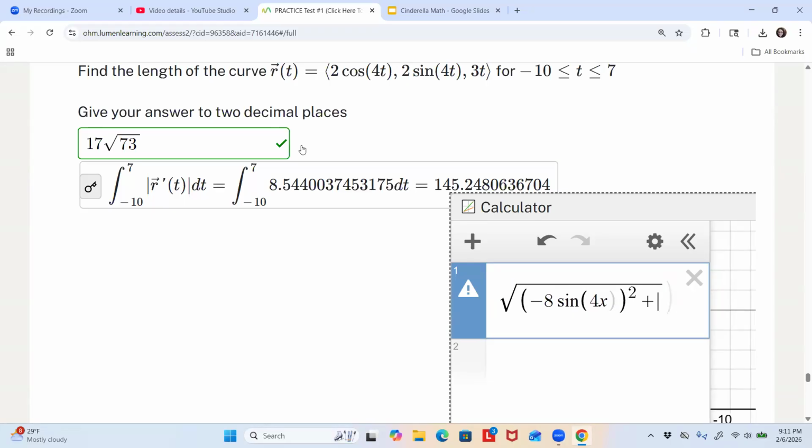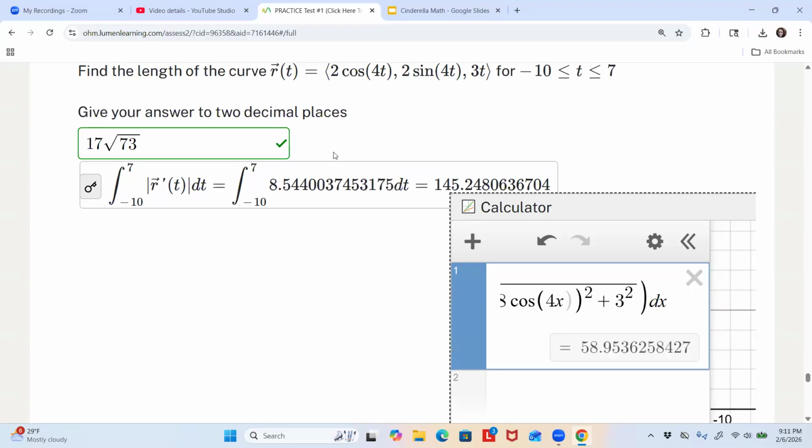And then it was plus the next derivative, the y prime, if you will, was 8 cosine of 4x, because again, Desmos doesn't want t. Go out of both of those parentheses, squared, plus 3 squared. Go out of everything, dx. Ooh, did I not type something right? Right here should be negative 10. That's what it is. There we go.